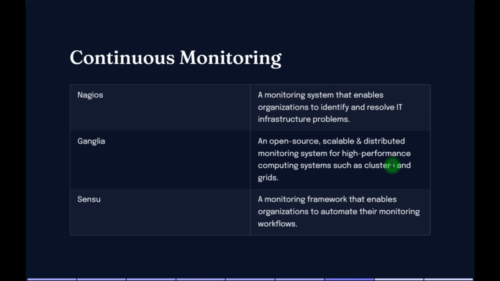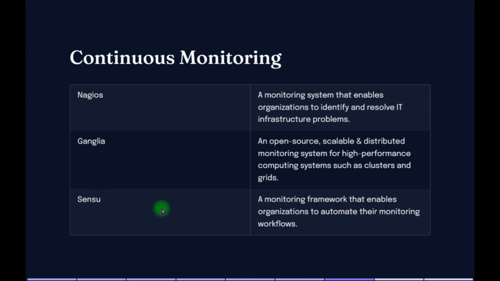Let's see the next set of tools which are related to continuous monitoring, which is a practice of monitoring your infrastructure or application for the performance, availability and related to security issues. So this helps us to identify and fix problems at an early stage, and it can also be used to ensure that your infrastructure and applications are meeting your SLAs. So some popular continuous monitoring tools are mentioned in the list. These are Nagios, Ganglia and Sensu.